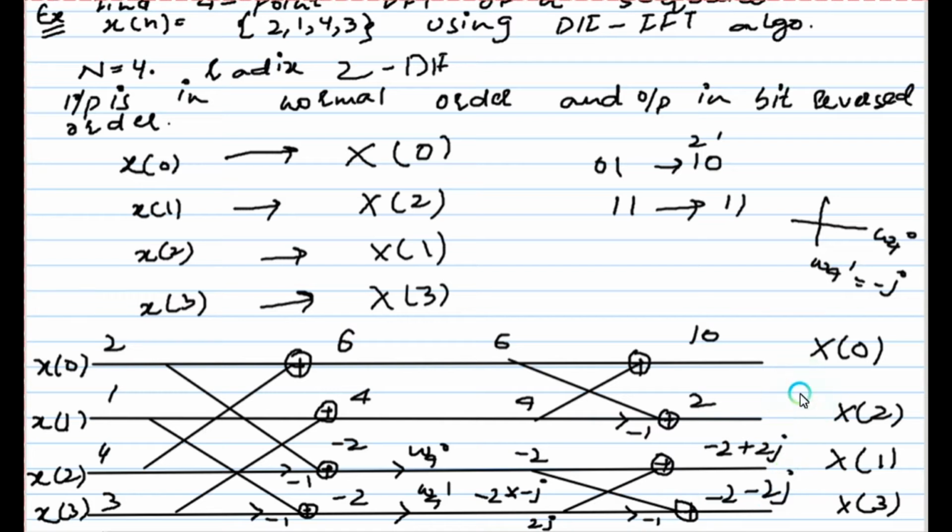So we have got our output. X of 0 is 10, X of 1 is minus 2 plus 2J, X of 2 is 2, and X of 3 is minus 2 minus 2J. So I will go to the next page.